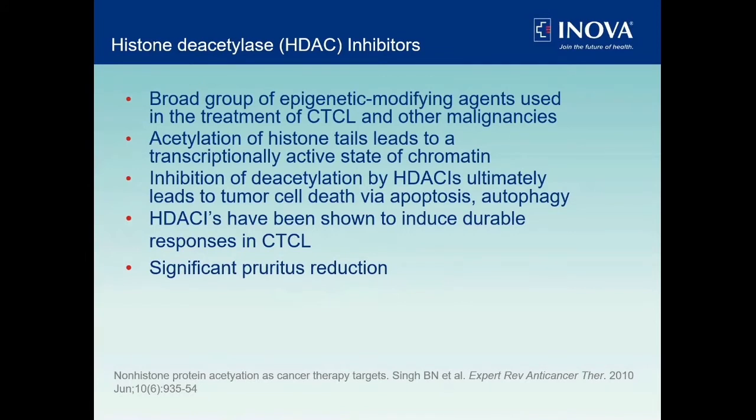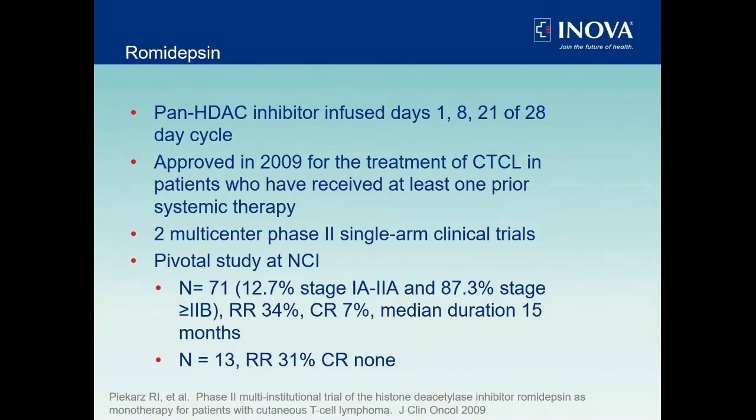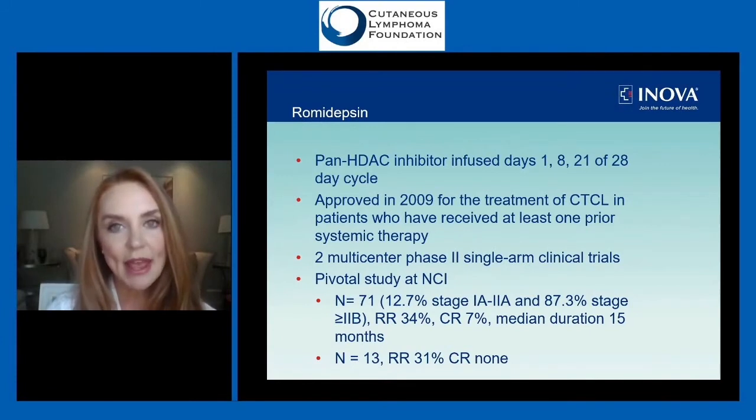And we know clinically that these drugs have provided great reduction in the horrible itching that can accompany cutaneous T-cell lymphoma. Vorinostat is the oral form of drugs in this category, with response rates ranging from 24 to 30%. And then romidepsin is the intravenous form of this medication, with response rates a bit higher, 31 to 34%. And this is given as an infusion on days 1, 8, and 21 of a 1-month cycle.